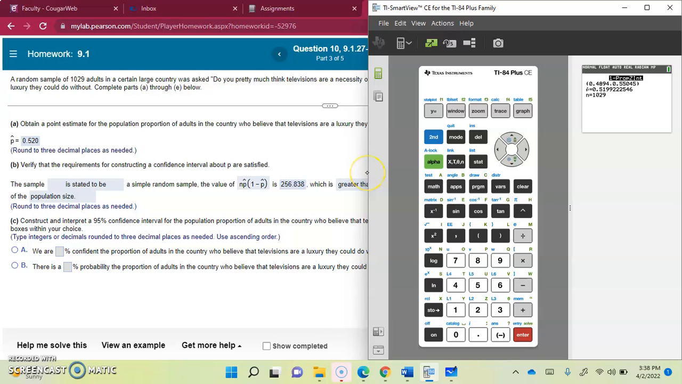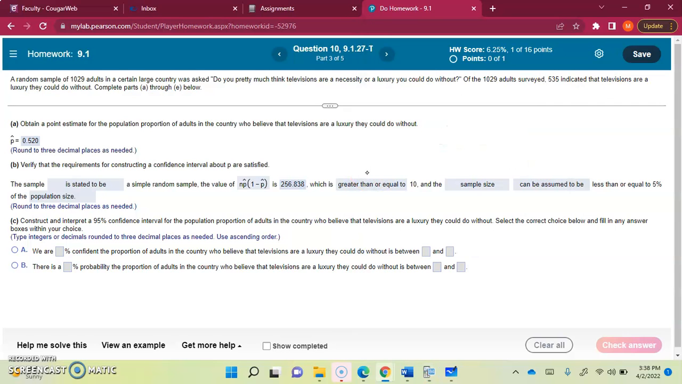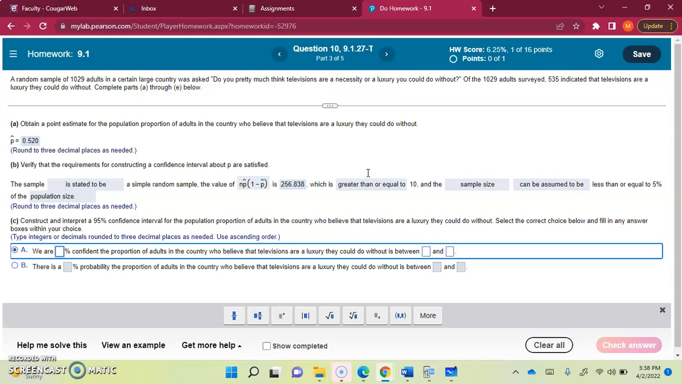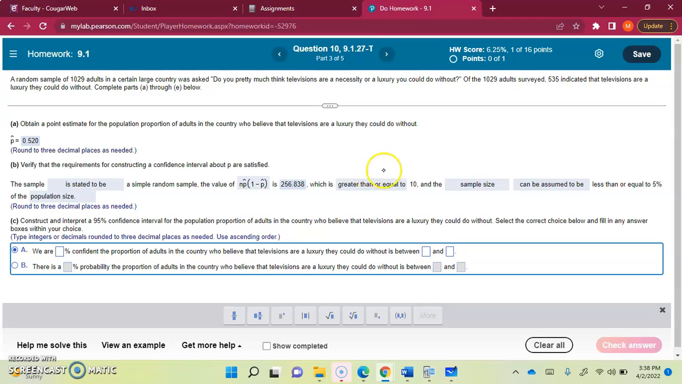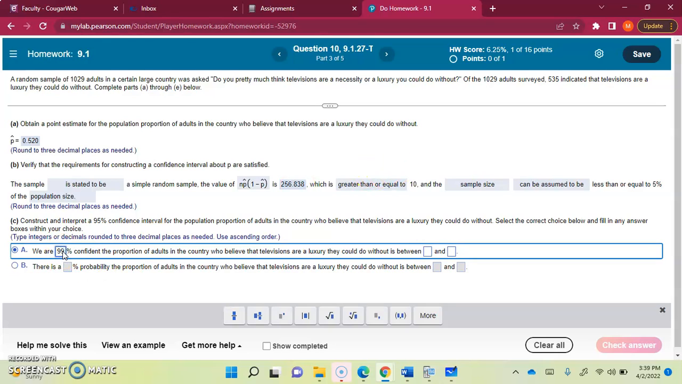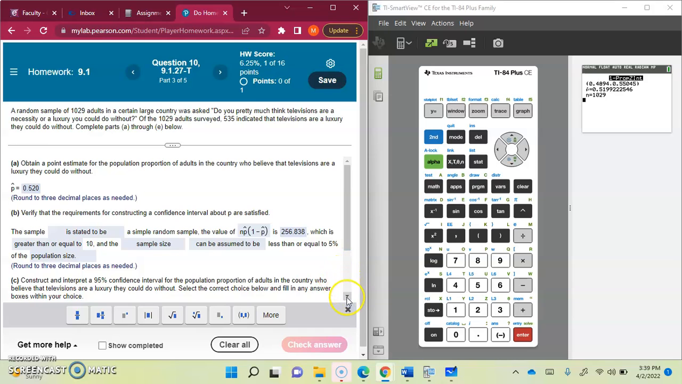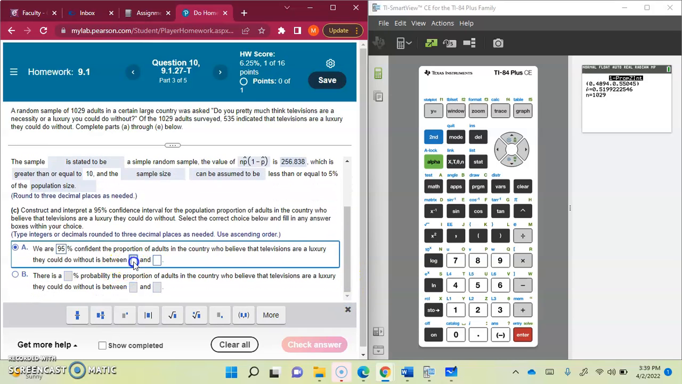You first need to decide which one to fill. We are 95% confident, as I stated in the class, that is the only interpretation. So you select the first one, and here you will fill 95. We are 95% confident that the proportion of the adults in the country who believe that televisions are a luxury they could live without is between values. And at this place, you need to fill the values of your interval.